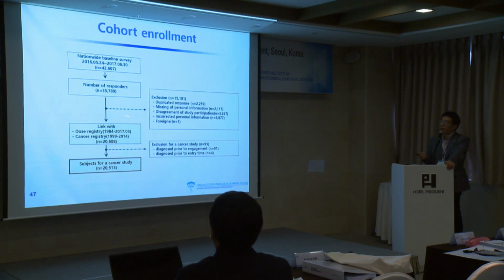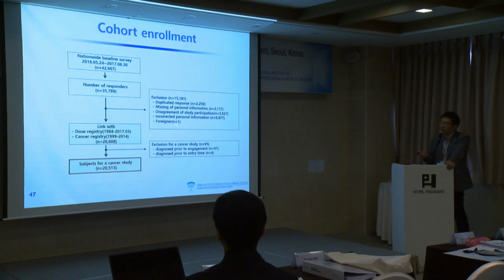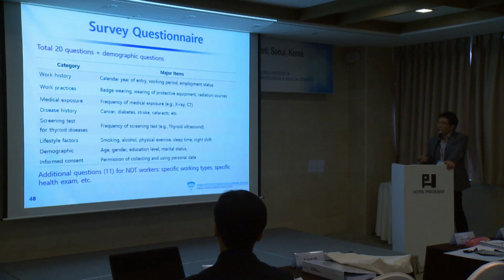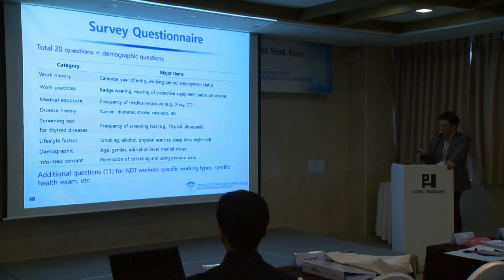So this is our cohort enrollment. Among about 42,000 workers, about 35,000 workers responded to the survey, but there were missing personal information, disagreement with study participation, and incorrect personal information. The total number of the cohort is about 20,608 workers. The survey questionnaire has several categories, like work history, work practice, and medical exposure.